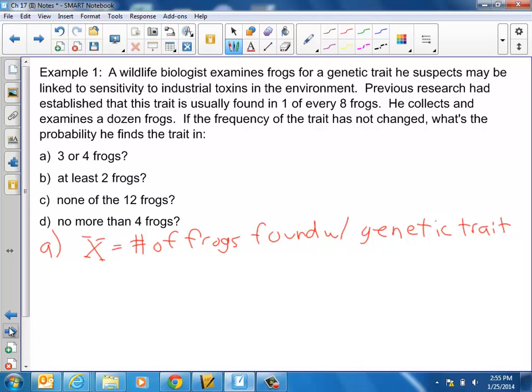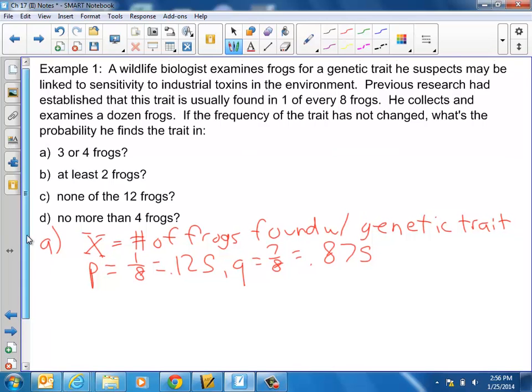Notice each of these frogs either will or will not have the trait. And if I choose one frog, that will not affect whether or not the next frog has that trait. So these are independent trials. So the probability of success, the probability that I find a frog with this trait, is 1/8 or 0.125. Obviously then Q, the probability of failure, is 7/8 or 0.875.